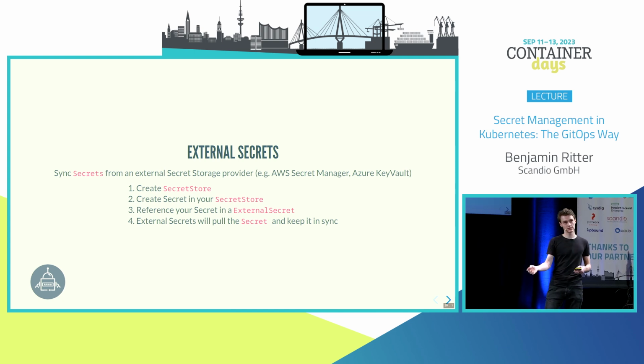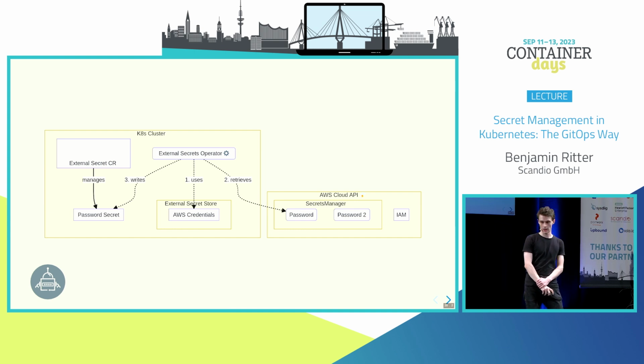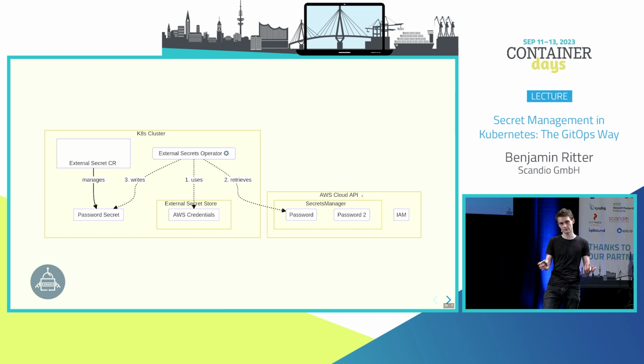You create external secrets which references this key in your secret store, and then external secrets, I'm so sorry, will sync it to your cluster. This is a bit how it looks like. You have your credentials in your secret stores. It's another secret. You can provision that one with Bitnami sealed secrets, for example. It takes the AWS credentials, goes to the AWS Cloud API in this case. It extracts the password. It writes it to a password secret, managed by the external secret custom resource.